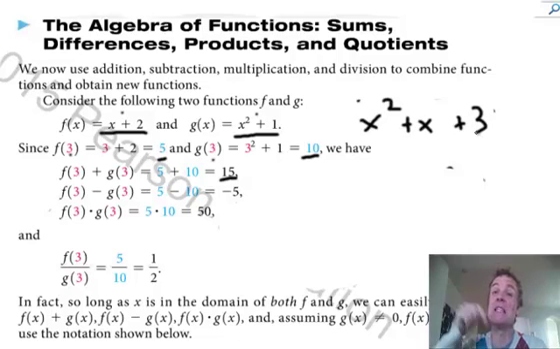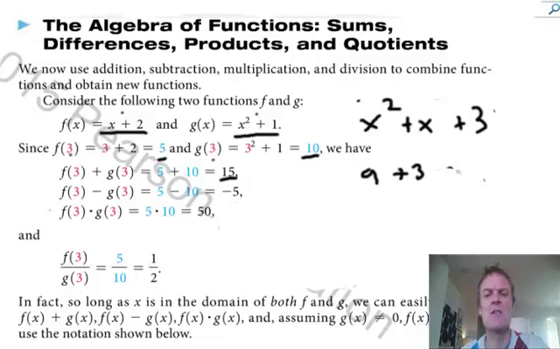Now, if I put the 3 in now, remember I was trying x equals 3. Put it straight into this new function, new equation. 3 squared is 9. Okay, so I get 9 plus x, which is 3, plus 3, and that also makes 15. Okay, so you can do that actually. You can set the actual addition, subtraction, multiplication, division up using the equations.